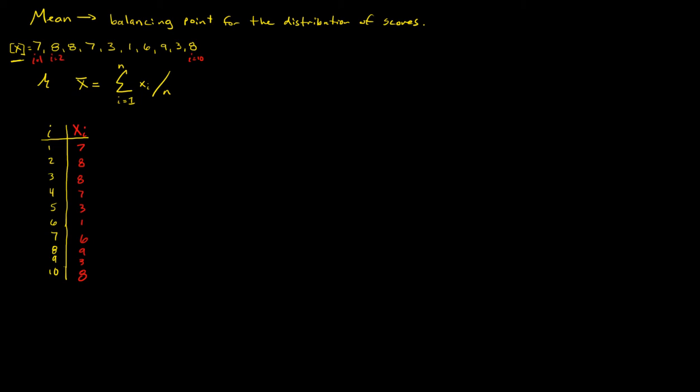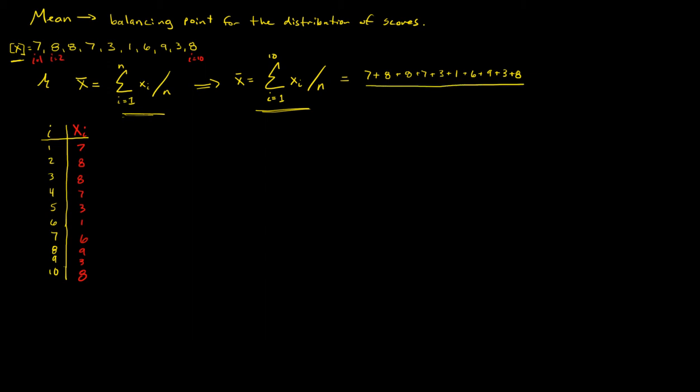So what are we going to do? Long form, we can rewrite this equation. This general form here could then become x bar equals the sum of i equals 1 through, because we have a known amount of scores here, through 10, of x sub i divided by n. Now the long way of this then becomes 7 plus 8 plus 8 plus 7 plus 3 plus 1 plus 6 plus 9 plus 3 plus 8. This is taking care of the numerator piece here, and then all of this is going to be divided by n, which is 10.